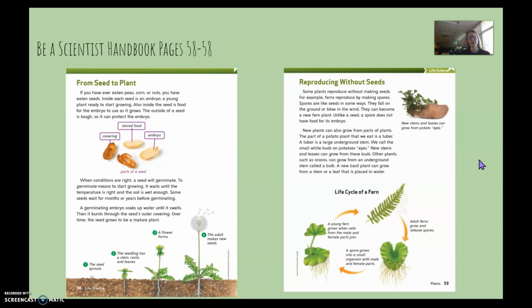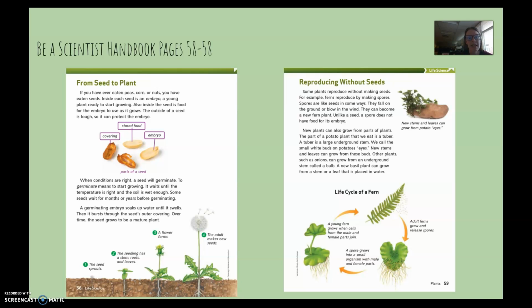Okay, now that we have talked a little bit about the different parts of a plant, we're going to talk about how it starts, where a plant comes from, and the life cycle of different plants. So from seed to plant: if you have ever eaten peas, corn, or nuts, you have eaten seeds. Inside each seed is an embryo, a young plant ready to start growing. And fun fact, you were called an embryo at one point when you were growing in your mom's belly.